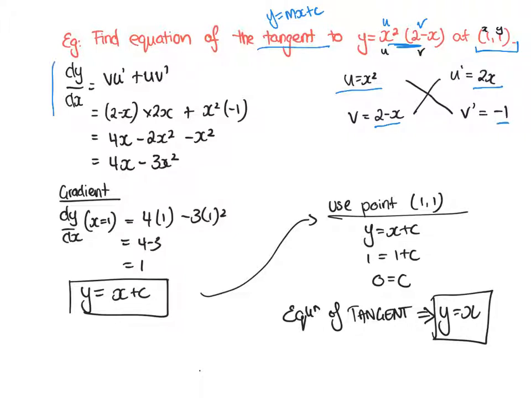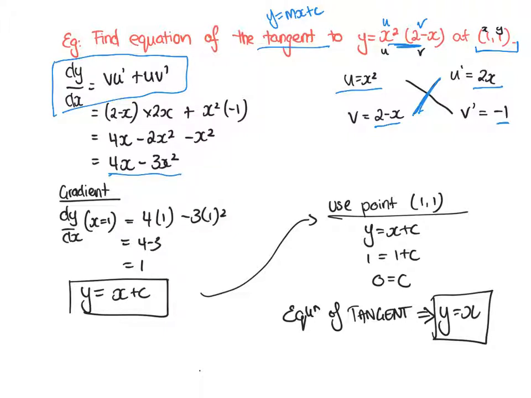So here's the product rule. You've got to do v times the derivative of u, so that's where I'm doing that, and then u times the derivative of v. So we do all that, multiply it all out, which I've done there, and you simplify. And there's the rule for the gradient.